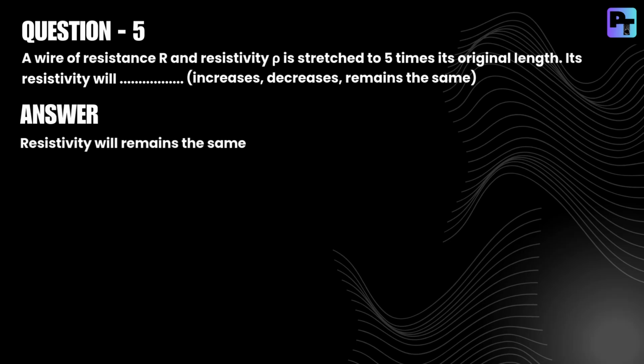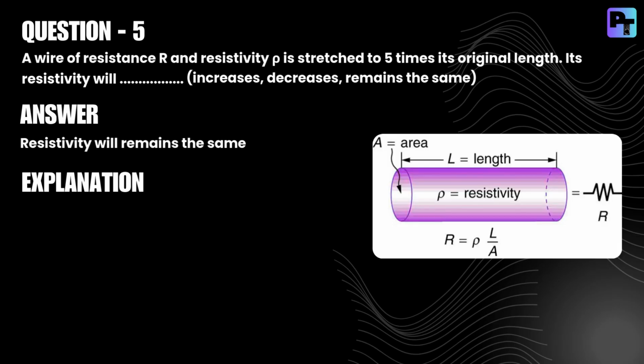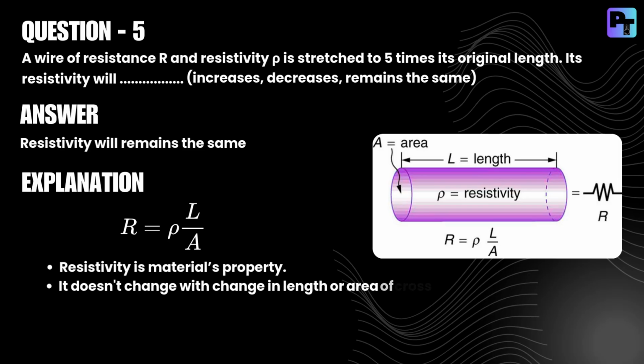Allow me to explain. We know the resistance of a conductor of length L and area of cross-section A and resistivity ρ is R equal to ρ into L divided by A, but resistivity is material's property. It doesn't change with dimensions like length or area. So, even though wire stretches, its resistivity will remain same.